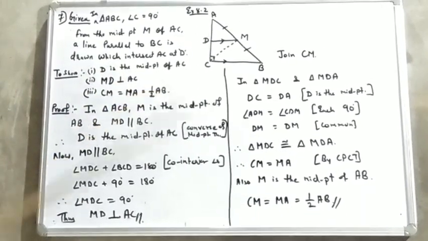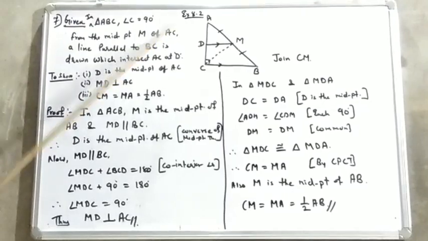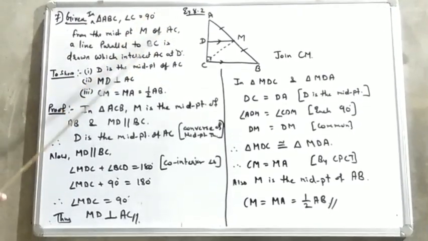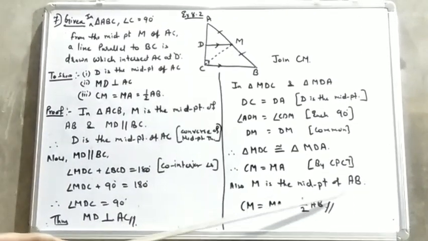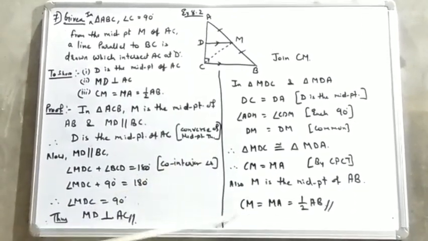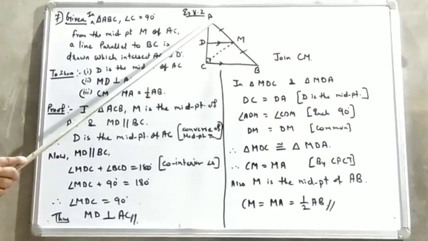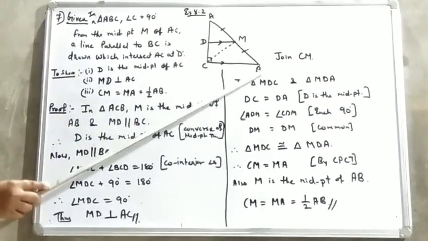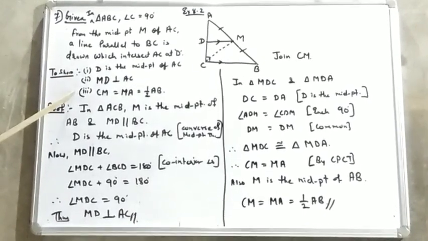And we know M is the midpoint of AB. It is already given. Here it is AB, not AC, so just to correct it, it is AB. And M is the midpoint of AB, so we can say CM is equal to MA, which we have proved, but MA is half of AB. So the third part of the question is also proved.